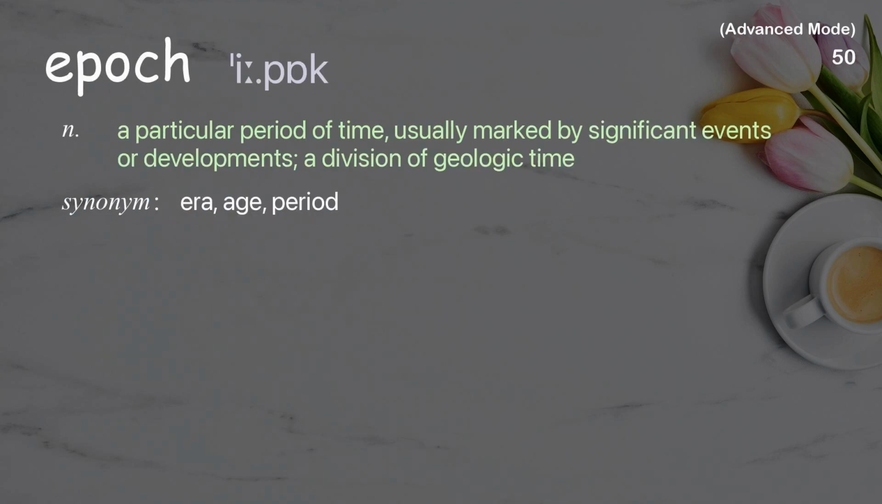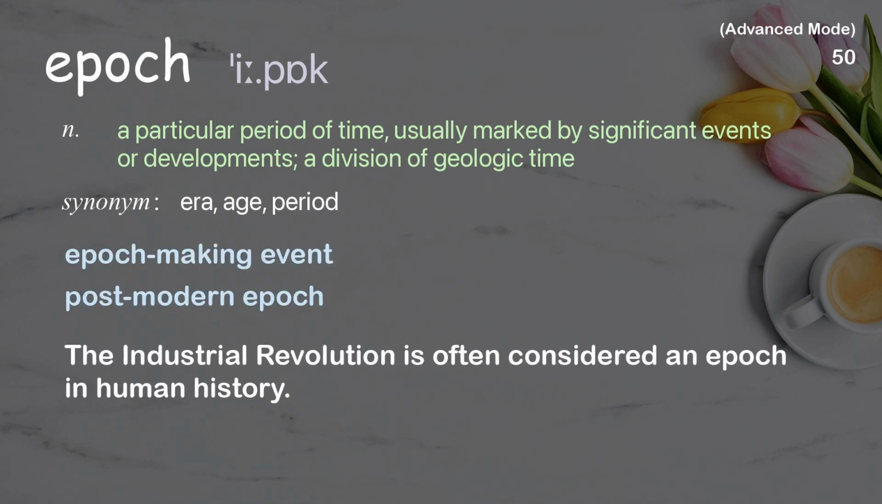Epoch. A particular period of time, usually marked by significant events or developments; a division of geologic time. Examples: Epoch-making event. Postmodern epoch. The Industrial Revolution is often considered an epoch in human history.